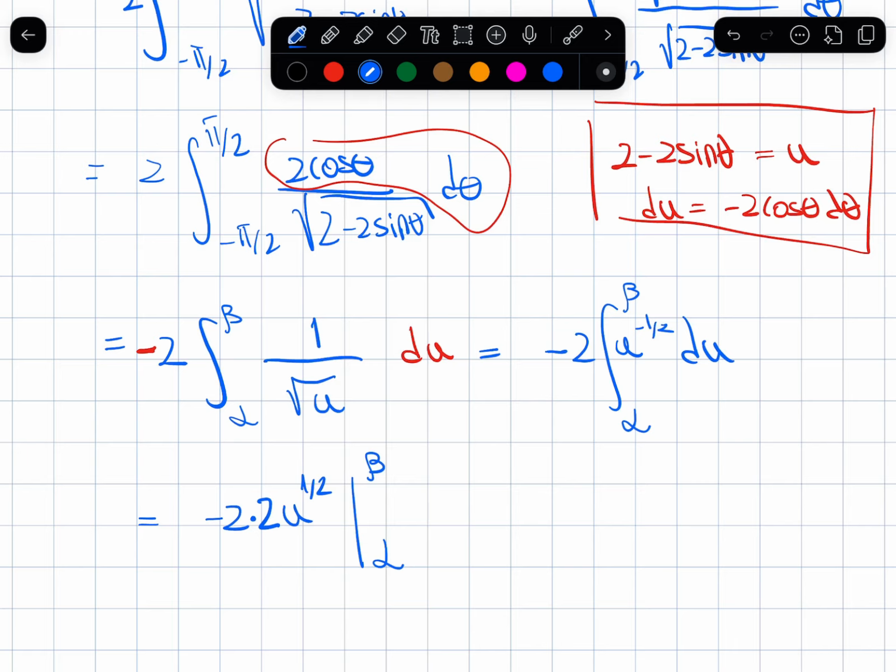And then instead of just putting the u's, the alphas and betas, I'm going to go back to u being this, 2 minus 2 sine theta, just to make my life a little easier. I think it's easier. Maybe I'm wrong. 2 minus 2 sine theta, but that's the choice I've made. Go back to thetas, and then that's negative pi over 2 to pi over 2. We're almost done. So nice.